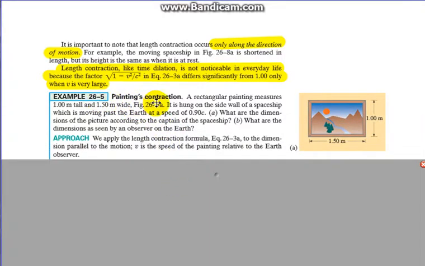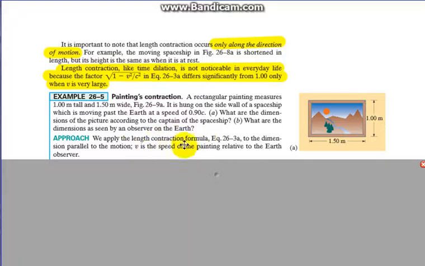If you look at this example here, painter's contraction, or painting's contraction. A rectangular painting measures 1 meter high by 1.5 meters wide. It's hung on the wall on the side of a spaceship, which is moving past Earth at a speed of 90% the speed of light, or 0.90 c. What are the dimensions of this picture according to the captain on the ship? And what are the dimensions as seen by an observer on Earth looking at it?